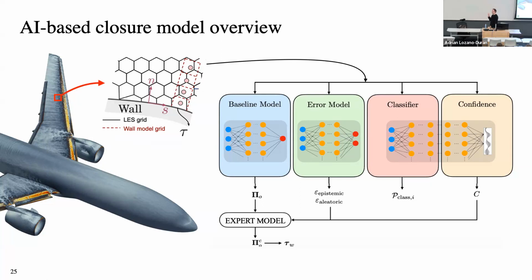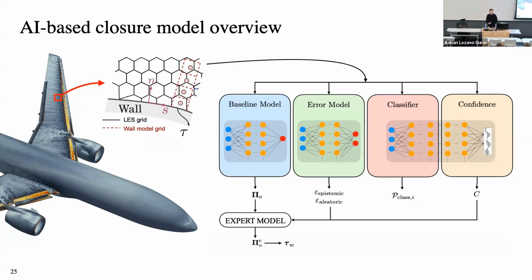Then there is a component that is explainability, in a way, and it is divided into two. There is a classifier. The classifier will tell us what the model thinks the physics is that you are predicting, and I'll talk about that a bit. And there is a confidence. So the model will also give you a confidence on the predictions. All that information we collect into what we call the expert model, and that will make the real prediction.